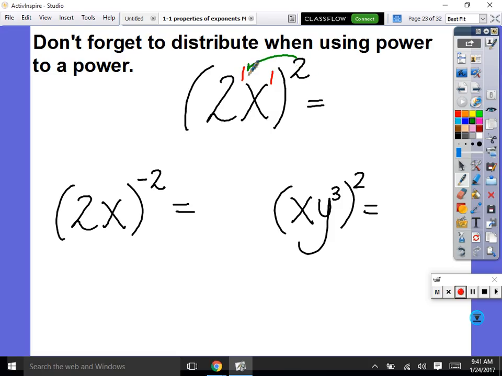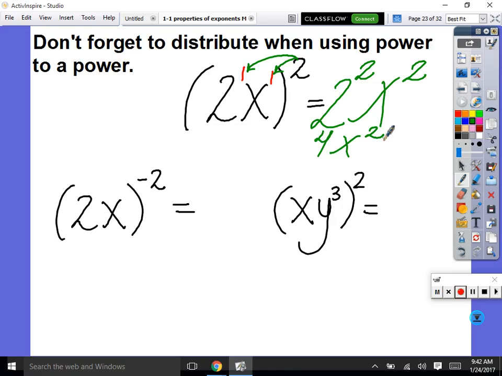So you've got to make sure you do both of them. Raise a power to a power, so you multiply the powers. So that's 2 to the, don't do the base times 2, it's not that, it's the exponent times 2. So that's 2 to the second power, does everybody see? And then also x to the 1 times 2, x to the second. So our final answer here is 2 squared is 2 times 2, which is 4, so 4x squared.